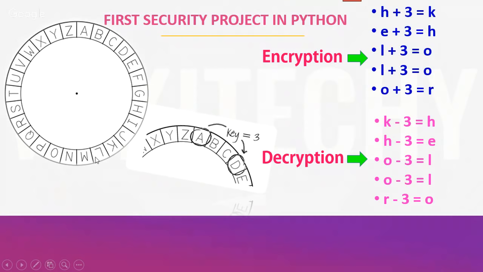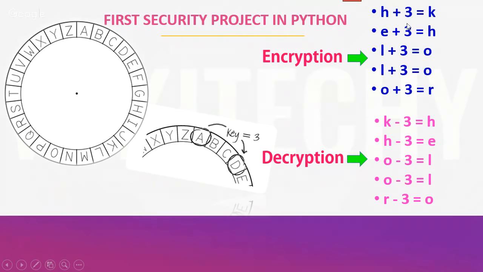E, 1, 2, 3, H is printed. L, 1, 2, 3, I'm getting O here. Another L, O here. Then O, 1, 2, 3, R here. So if I give this data, the data is encrypted based on the key and it forms this particular data. Okay, this is how it will work.